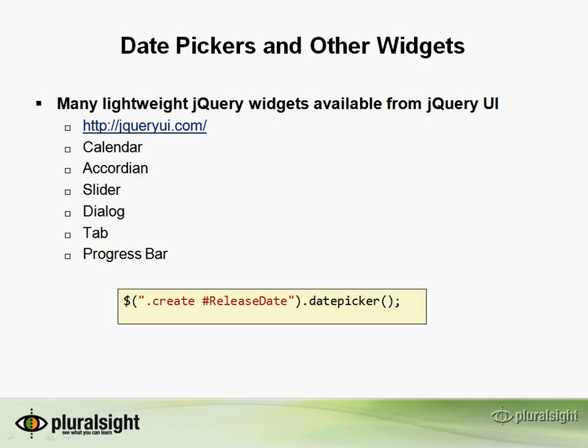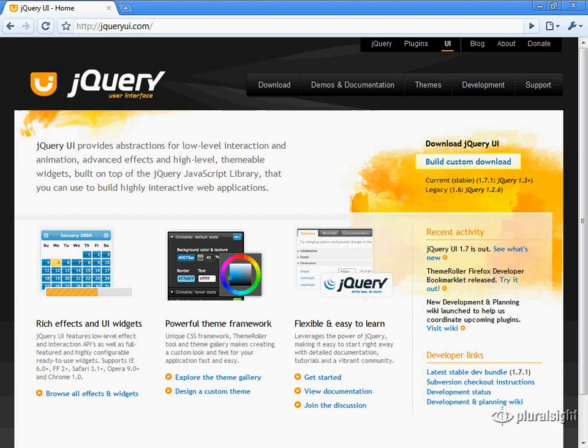jQuery UI provides a number of lightweight widgets, including a calendar, accordion, slider, dialog, tab, and progress bar, all those controls that you like to have in an Ajax application. And as we'll see, they're very easy to use. So let's go to the jQuery UI website. And from here, we are able to build a custom download.